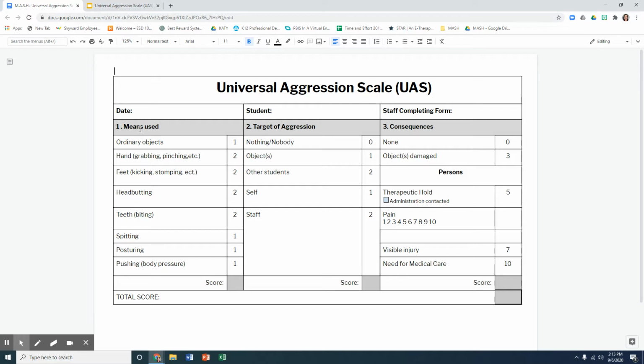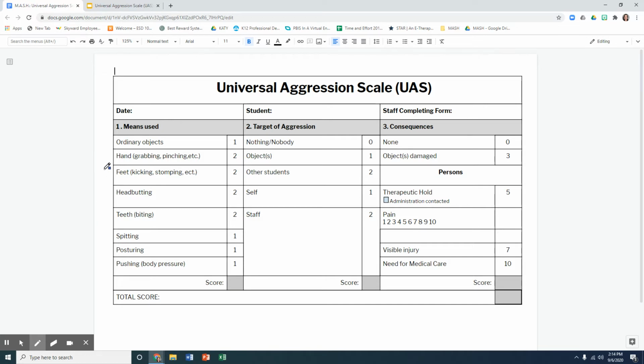We start in column 1 and it says means used. So what did the student use to engage in aggressive behaviors? You'll see a list of behaviors here that your student might engage in, including using ordinary objects for aggression, hands, feet, spitting, posturing, body pushing. I'm going to fill out a mock form to show you how this can be done.